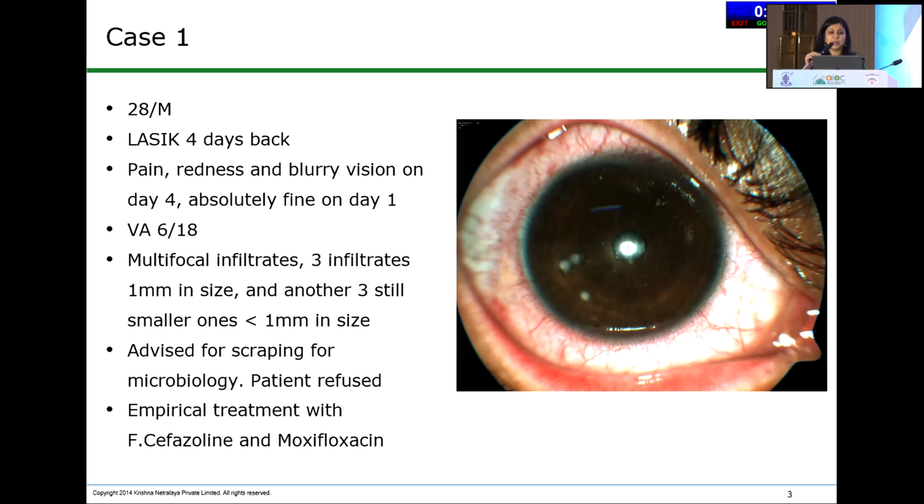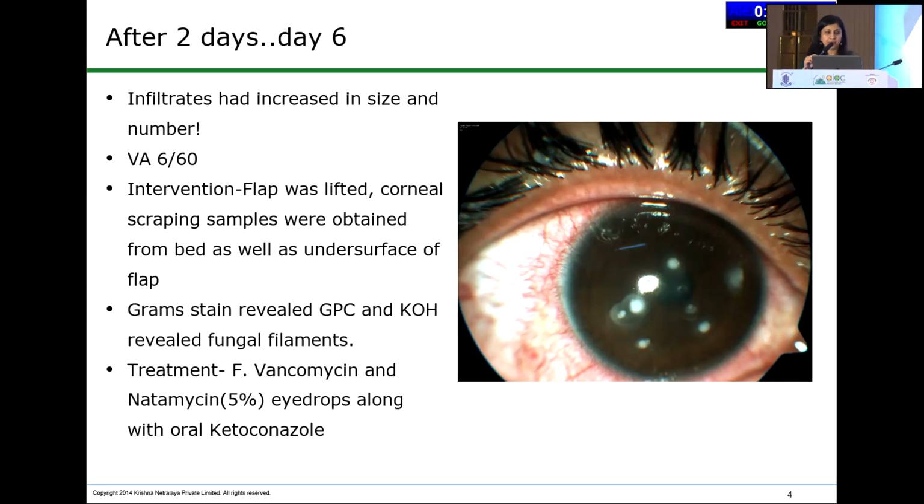So this was a 28-year-old male who underwent LASIK 4 days back. He came with complaints of pain, redness, and blurry vision on day 4. He was absolutely fine on day 1. His vision was 6/18. There were multifocal infiltrates, 3 of them, as you can see here, around 1 mm in size. Another 3 were still smaller, less than 1 mm in size. We advised scraping for microbiology, however the patient refused and we had to go ahead with empirical therapy.